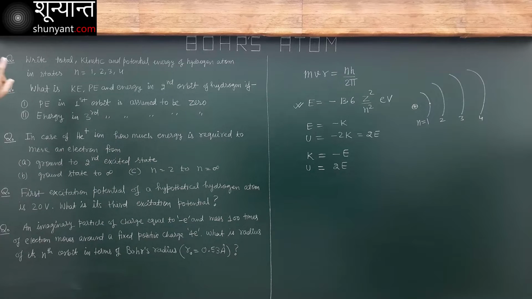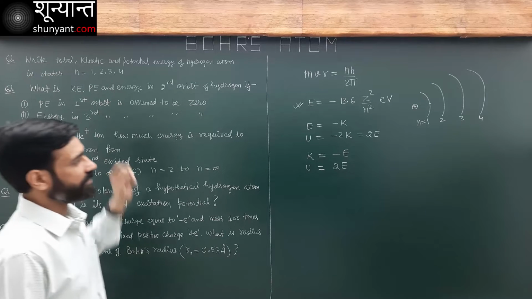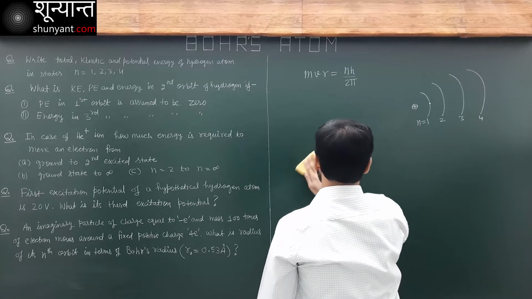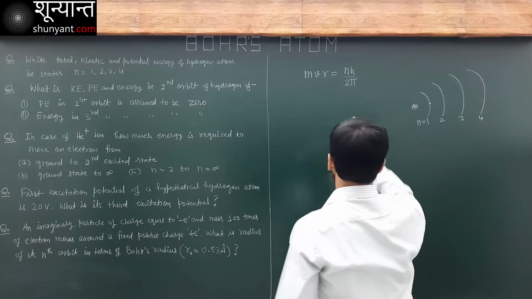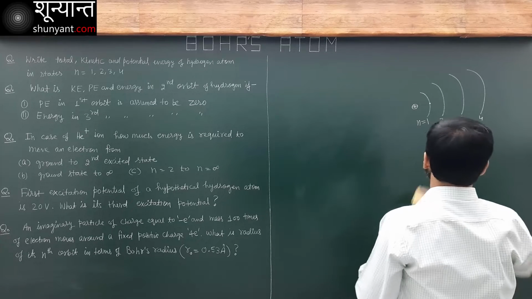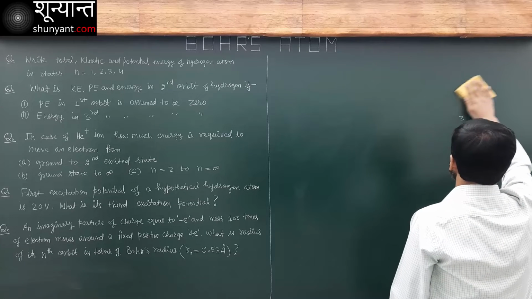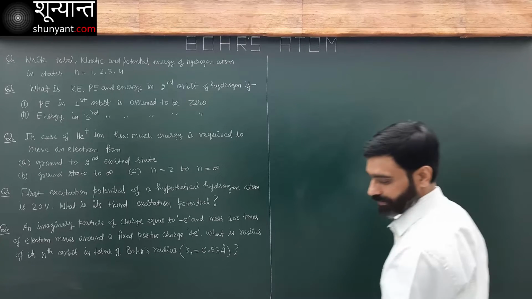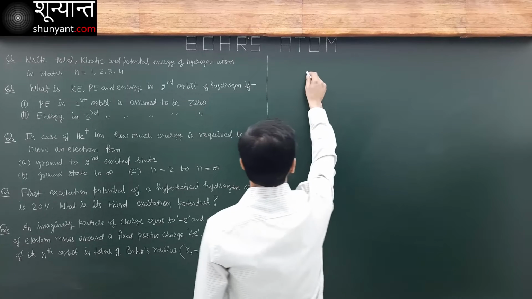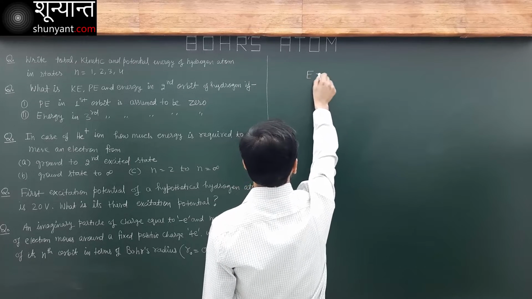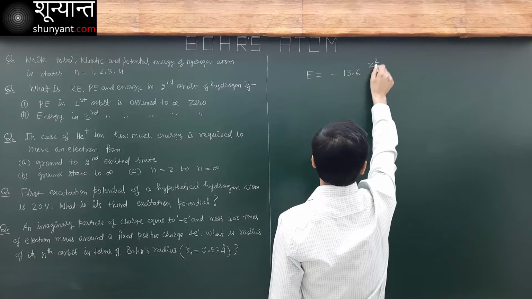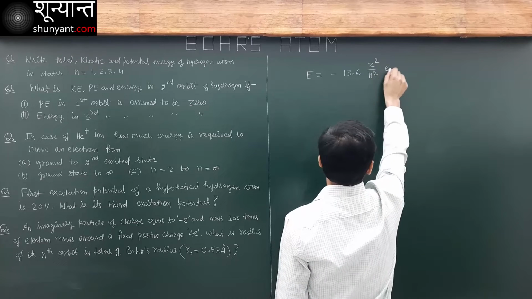The first problem is very simple. I just have to write all types of energy in different orbits, 1, 2, 3, 4. Let's write kinetic energy, total, potential and all that. Let's start with writing the total energy first because it's simple to write, because I have remembered it. It is minus 13.6 Z square over n square. This is in electron volt.